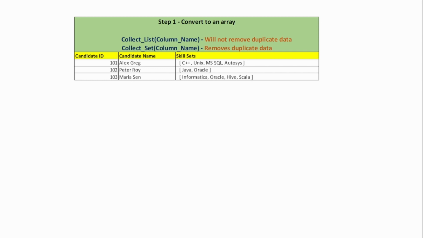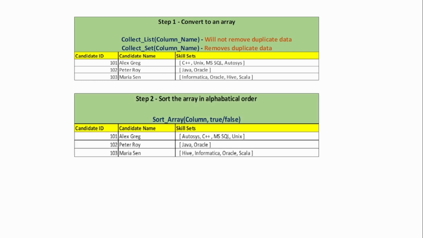Once we're done with step 1, we'll proceed to step 2, where we will be sorting these array elements in alphabetical order. For that, we will be using the sort array function. This function accepts two arguments. The first argument is the array type input column and the second argument is true or false. True means it will sort the array elements in ascending way. False means it will sort them in descending way. And the return type of this sort array function will also be an array.